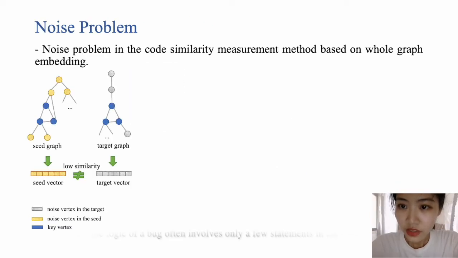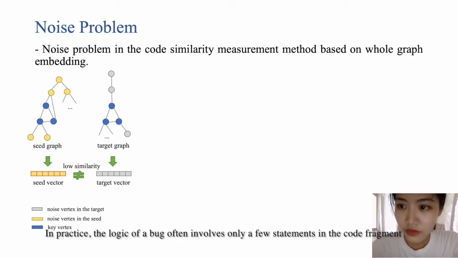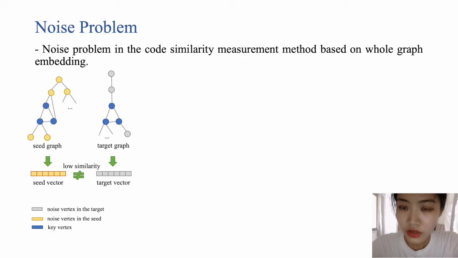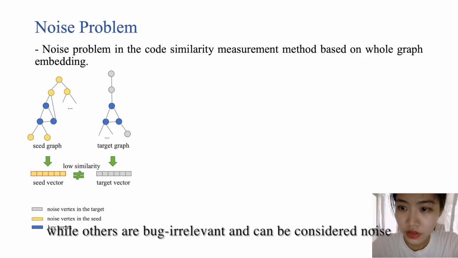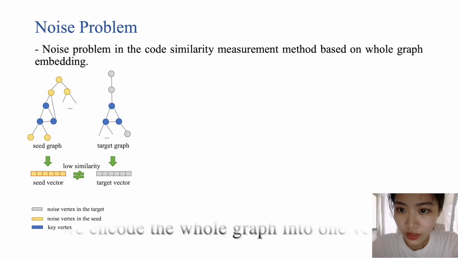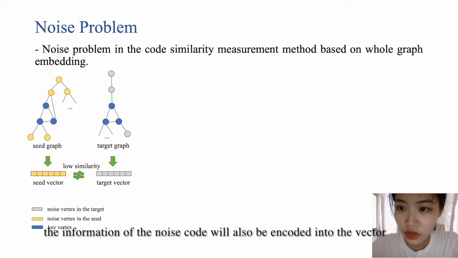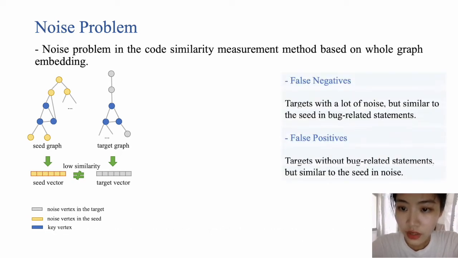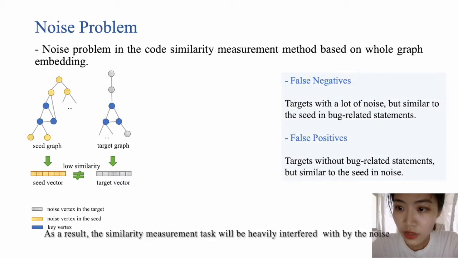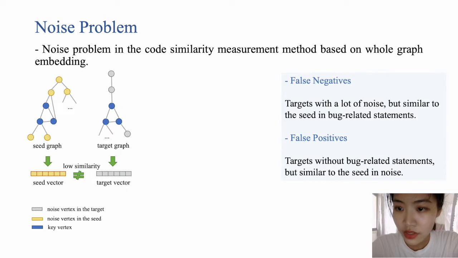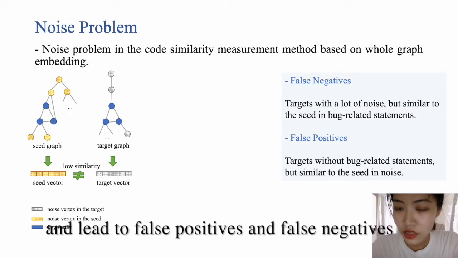In practice, the logic of a bug often involves only a few statements in the code fragment, while others are bug irrelevant and can be considered noise. If we encode the whole graph into one vector, the information of the noise code will also be encoded into the vector. As a result, the similarity measurement task will be heavily interfered with by the noise and lead to false positives and false negatives.